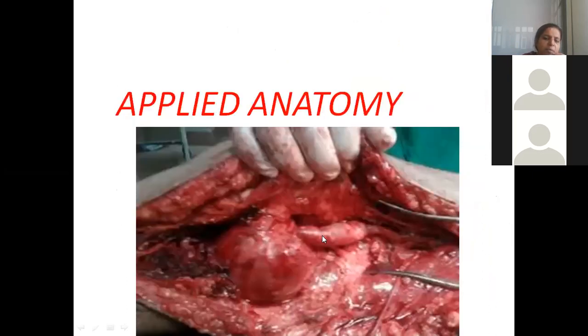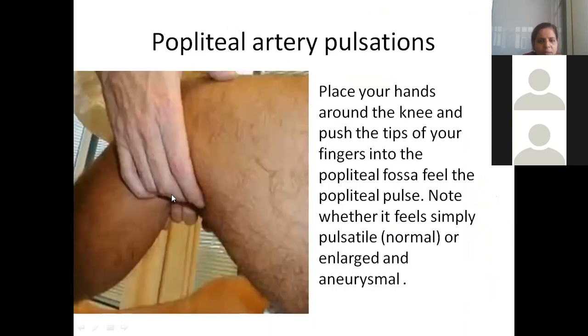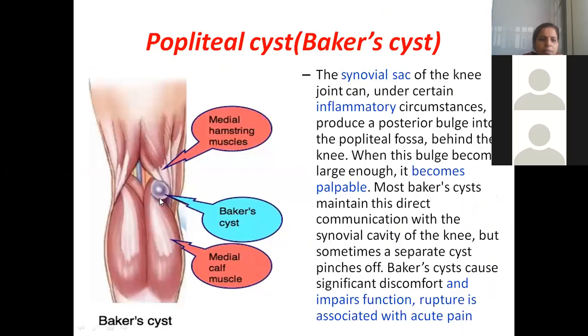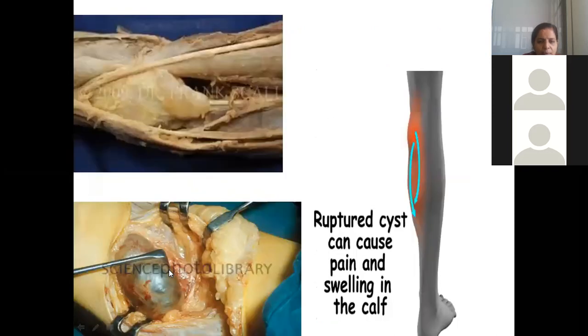Then yesterday I was talking about popliteal aneurysm. The ballooning out of blood vessel is aneurysm. We can check pulsations in this way. Sometimes there may be a cyst formation in this popliteal fossa, and you call that popliteal cyst or Baker's cyst. Why is it Baker's cyst? Because it is usually found in bakers who have a job of standing for a prolonged time. So this is the swelling which you can see. Ruptured cyst can cause pain and swelling.